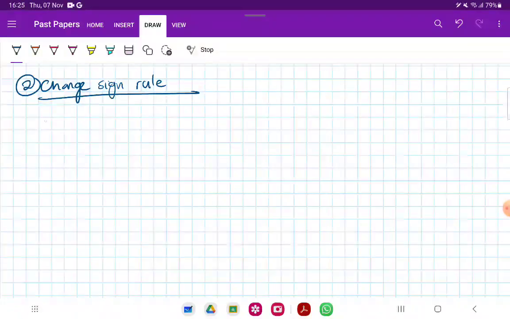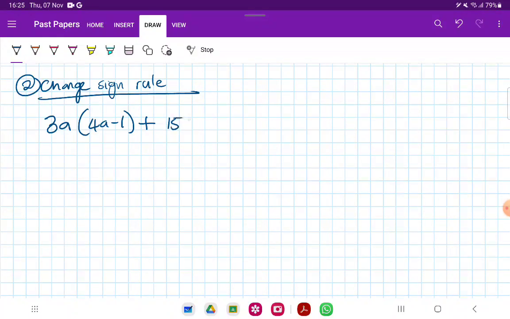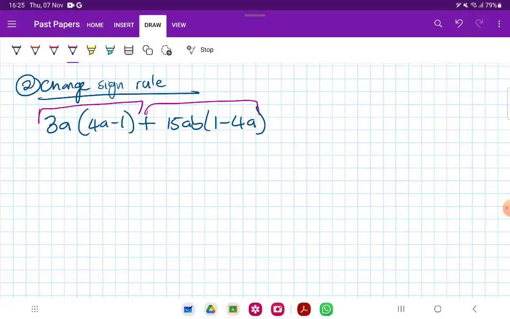Let's go with, what shall we say? 3a(4a minus 1) plus 15ab(1 minus 4a). Now what you want to do is, okay, start with the basics. We've got 2 terms and we want to take out something that both terms have. Now if we look at the 2 terms, you can see that this kind of looks like that, except it's in the wrong order. So if I keep this, I'm going to say 3a(4a minus 1) plus 15ab.